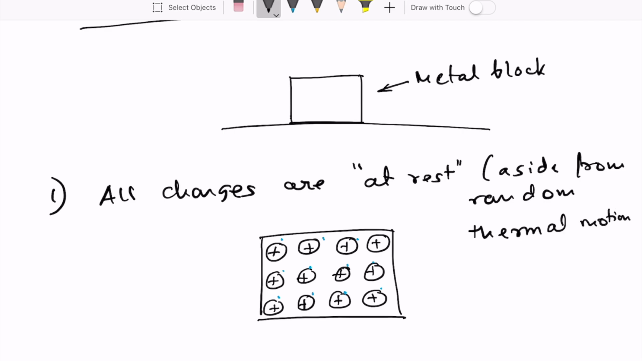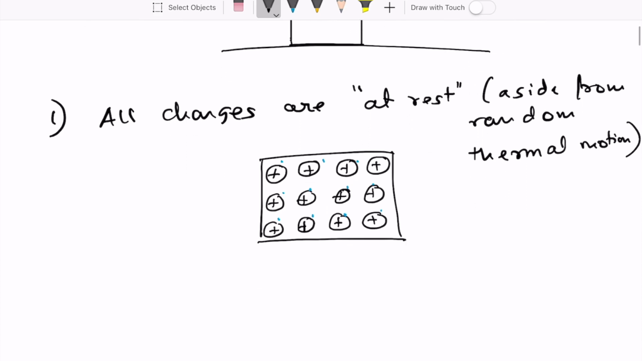Now, since we're mostly going to be talking about metallic conductors, we will not bother with the motion of the positively charged atoms at all, because they will always remain in place. So we are only going to be concerned with the motion of the electrons. And so when you have an isolated conductor, the electrons are more or less at a fixed location. They might be vibrating around that location, but they'll more or less be at a fixed location. So all charges are at rest inside an isolated conductor.